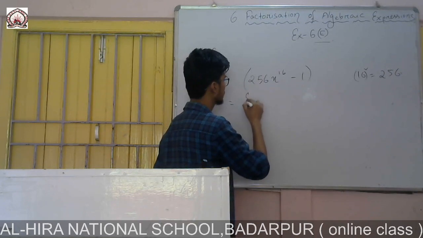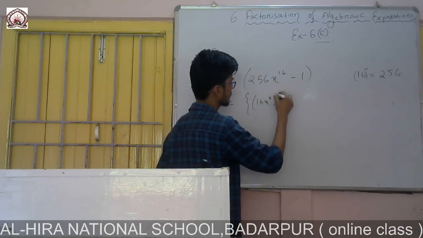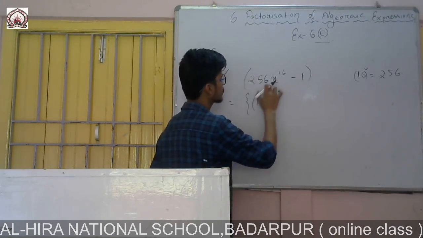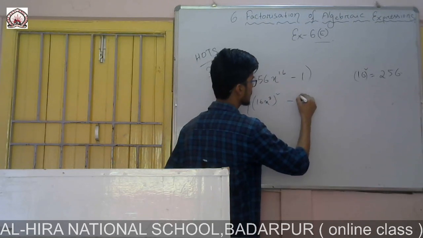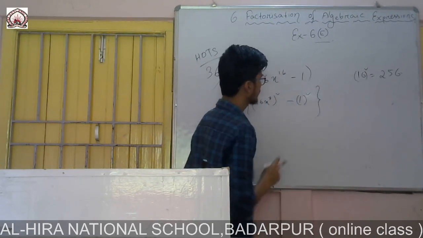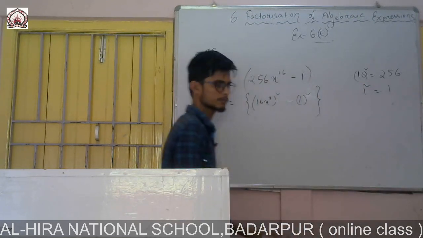I can write it as 16 and there x to the power 8, all squared. I can write like this. 16 squared is 256 and 8 twos are 16. And this one I will write as 1 squared, since 1 squared is equal to 1.